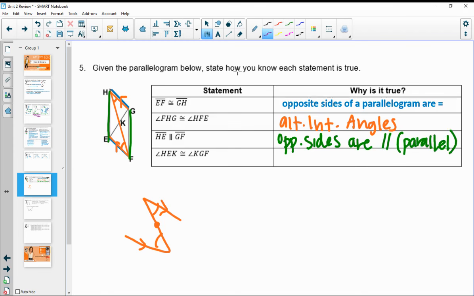And then finally, how do we know that angle HEK, this one, is equal to KGF, this one? So again, when we look at this angle made here, this one's made here. We know that these two sides are parallel, so those are going to be alternate interior angles again when we look at it this way.